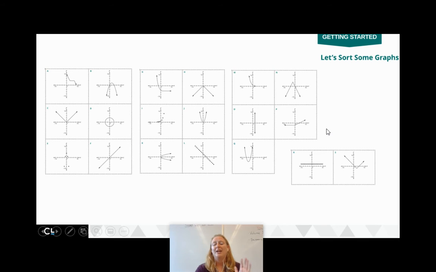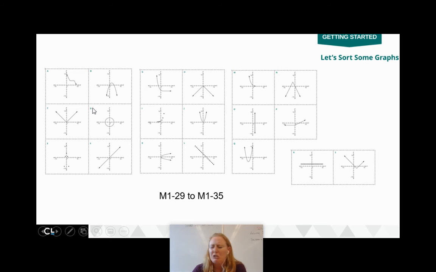I want you to cut out a whole ton of graphs. So if you go over to pages M129 to M135, so there's actually four pages worth of graphs. I would like you to cut out all of these graphs. Cut along the dotted lines.